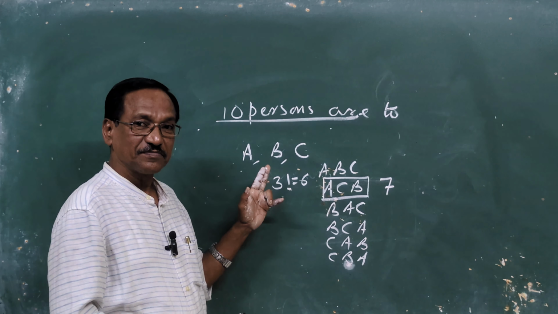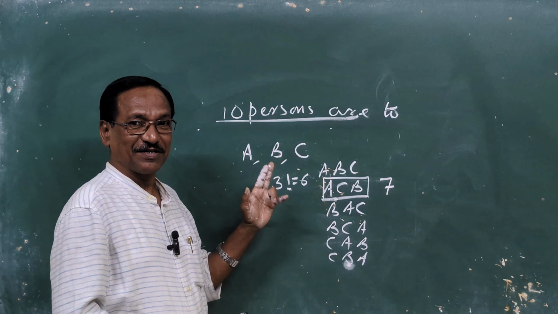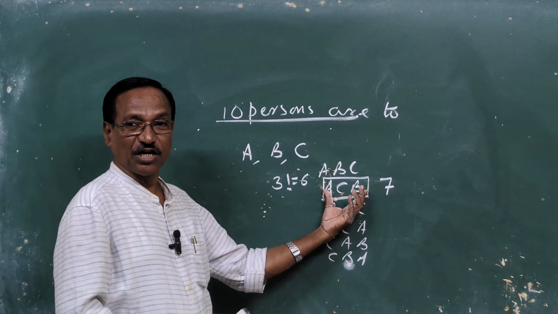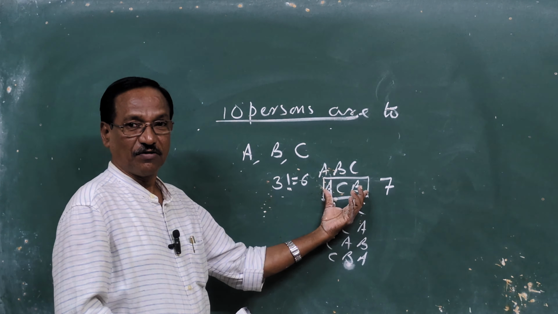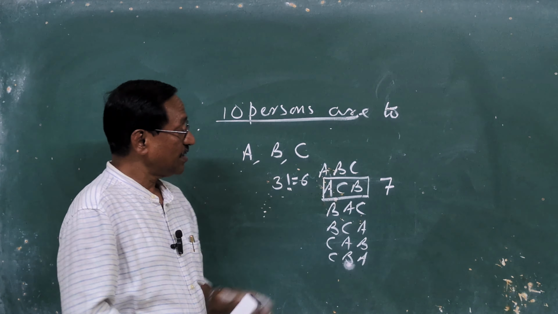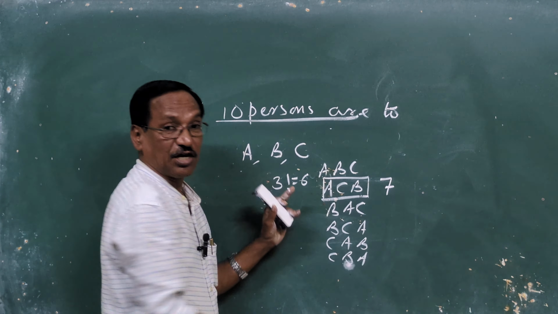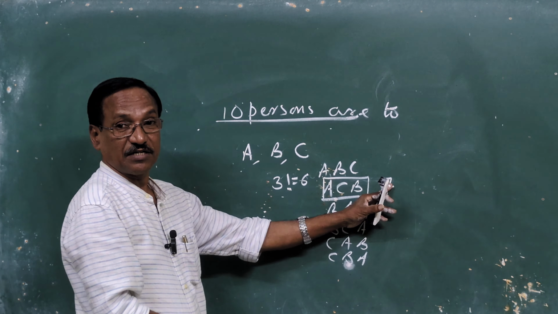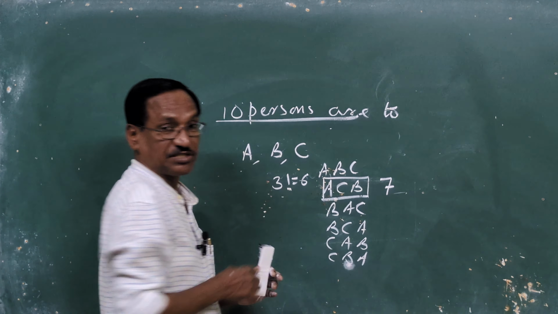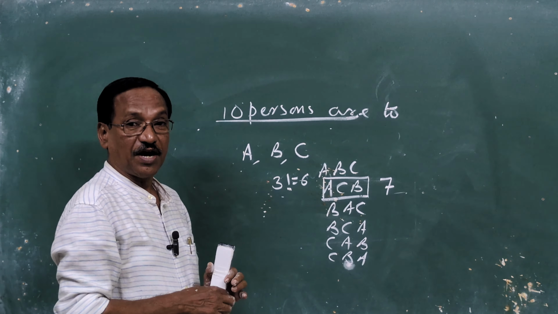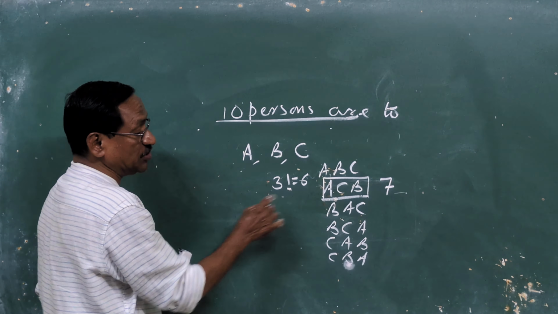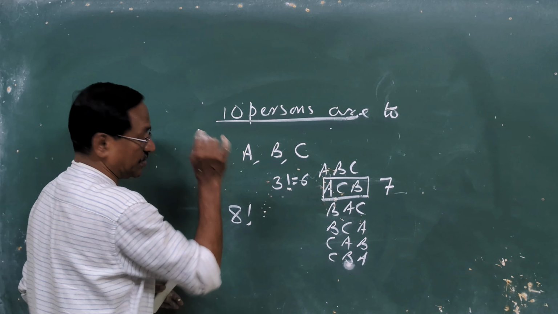Therefore, 3 persons are to be together, so this one is treated as a single unit. Also, we have 7 persons. Then, treating this as a single person and these 7 as individual persons, we have 8 persons now. Then the number of arrangements is equal to 8 factorial.